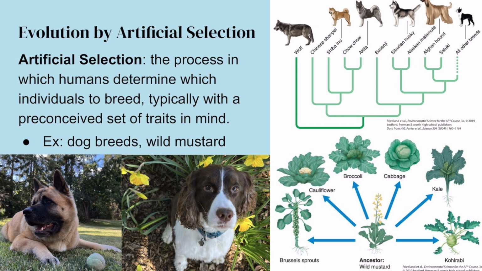Another example of artificial selection is with a plant called wild mustard. It's been bred to produce a variety of food crops that we all probably eat these days. So from the original wild mustard ancestor, certain traits were chosen to end up with things as diverse as Brussels sprouts to broccoli to kale, all coming from that original ancestor wild mustard.